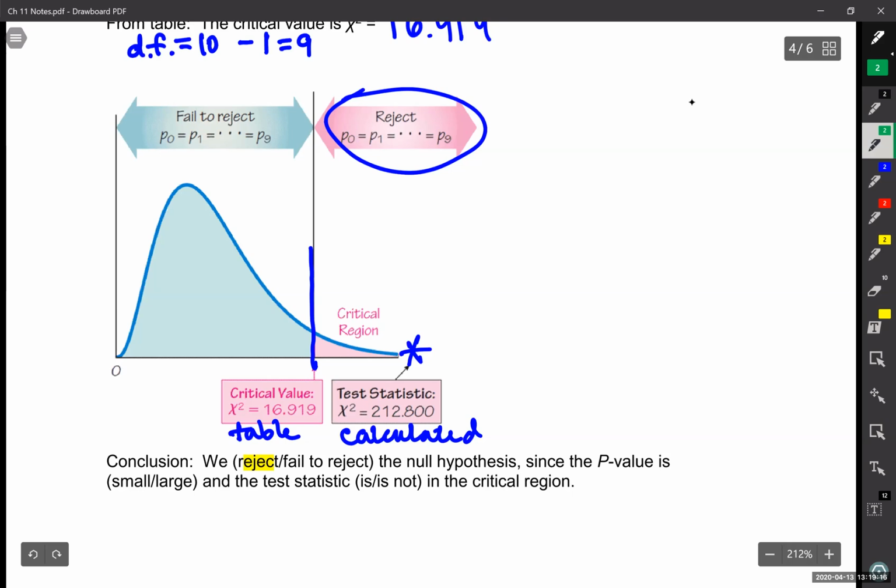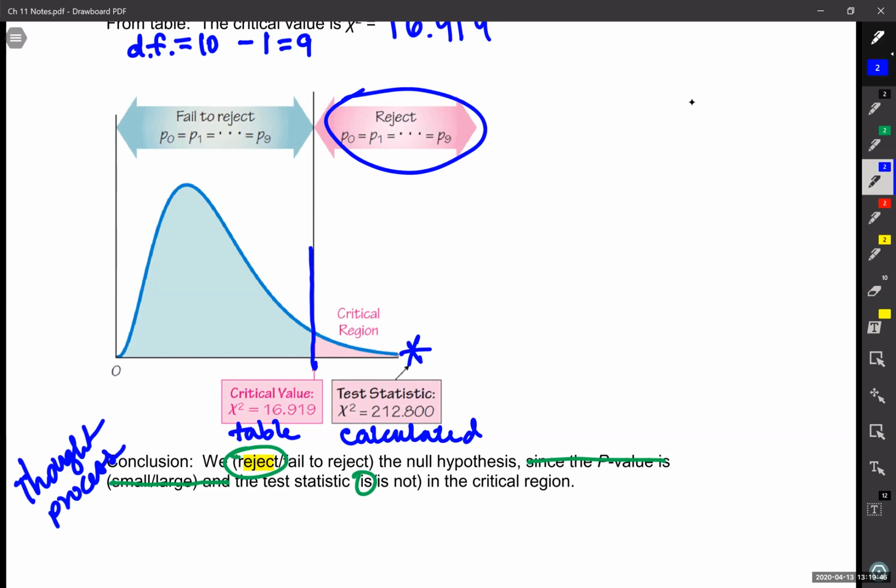You can ignore this. The reason we are rejecting the null hypothesis is because the test statistic is in the critical region. Now, this is not a conclusion. This is a thought process. So you're not going to write this out when you're doing it. We did that whole thought process on the table. So you can either write it out, or you can just think it in your brain.